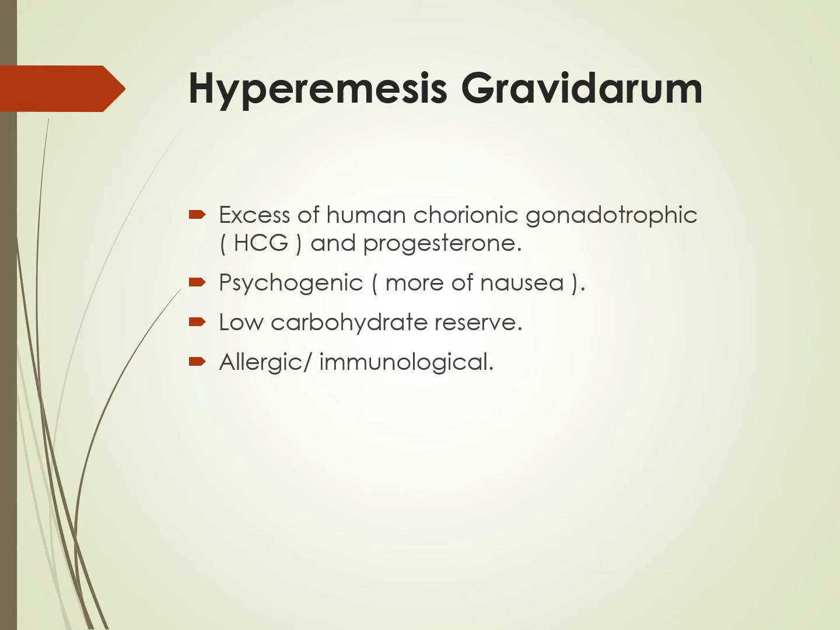Now, this excessive nausea vomiting is also quite common in those women who have a very low reserve of carbohydrate and glucose. So, less amount of storage in liver for this carbohydrate, for glucose, can be one of the reasons for this nausea vomiting. And then, sometimes when there is no reason, you just say that it is some allergic reaction which is causing this hyperemesis gravidarum.